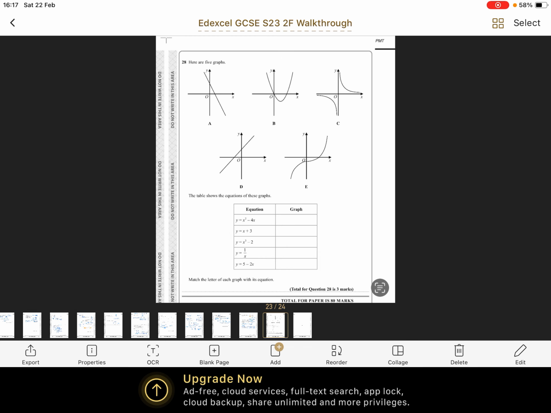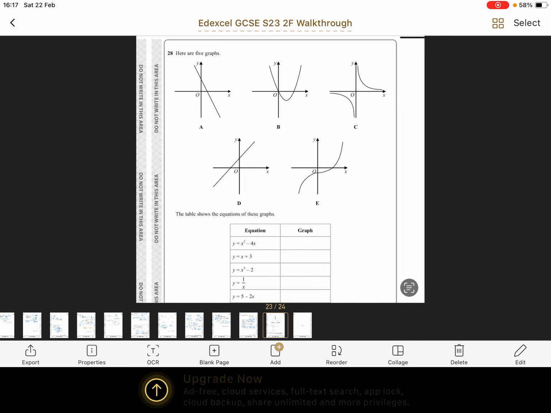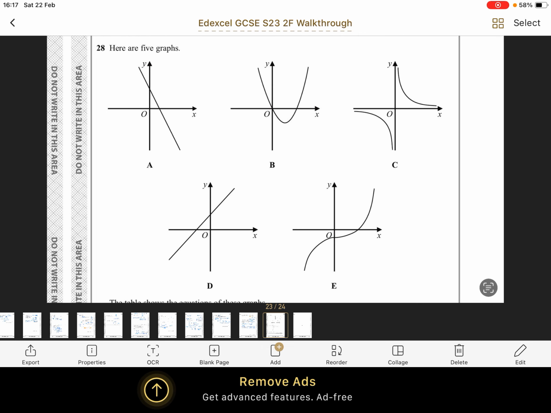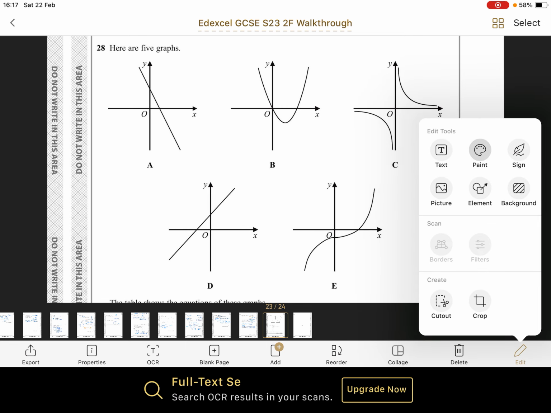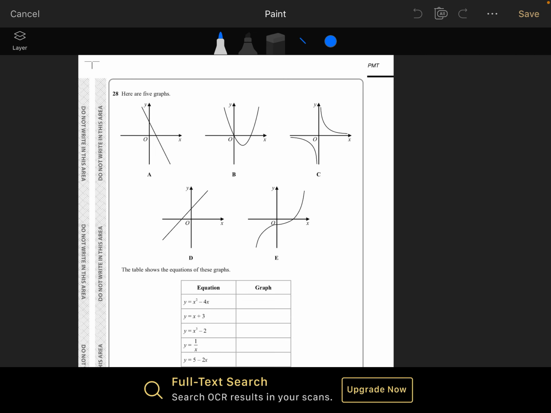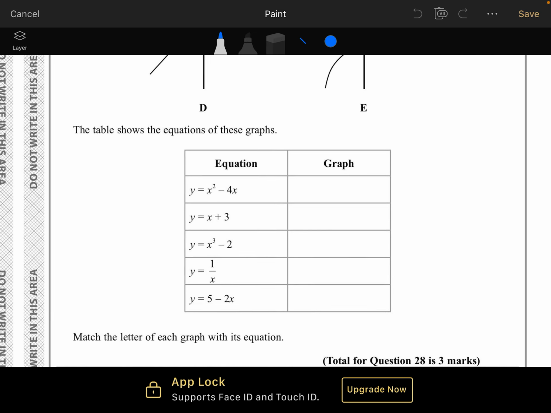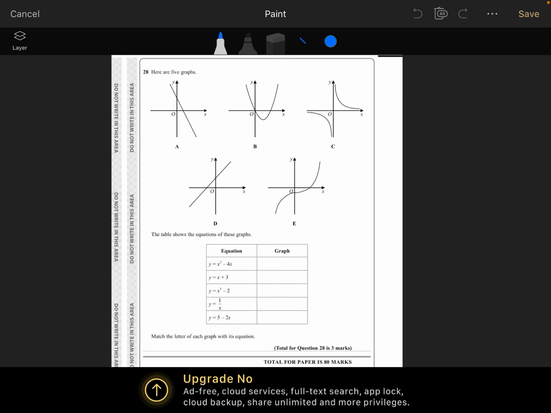Question 28, and here are 5 graphs. You can see most of them are curved. We've got 2 straight line graphs, and we've got to decide which equation in this table relates to each graph.